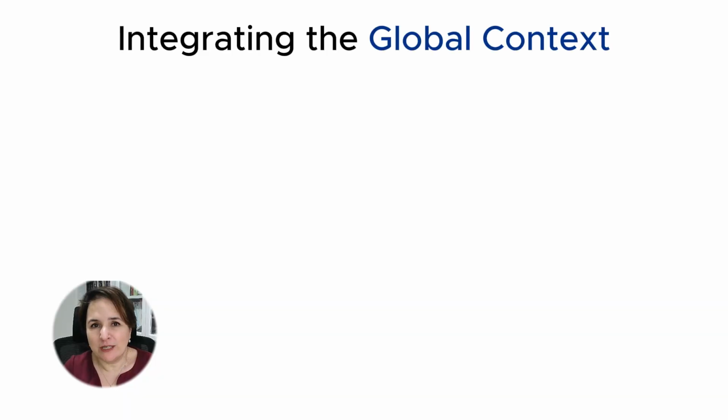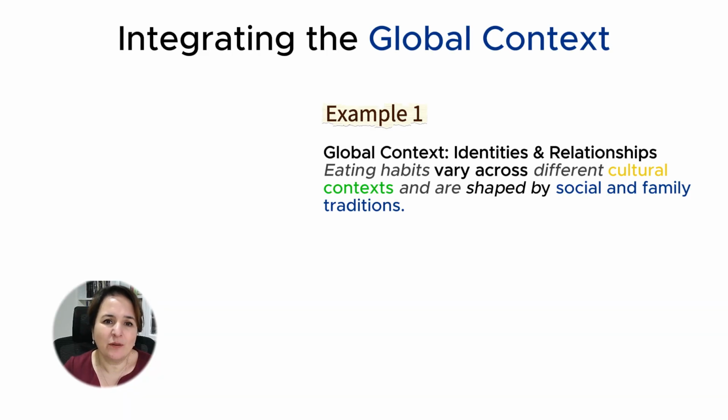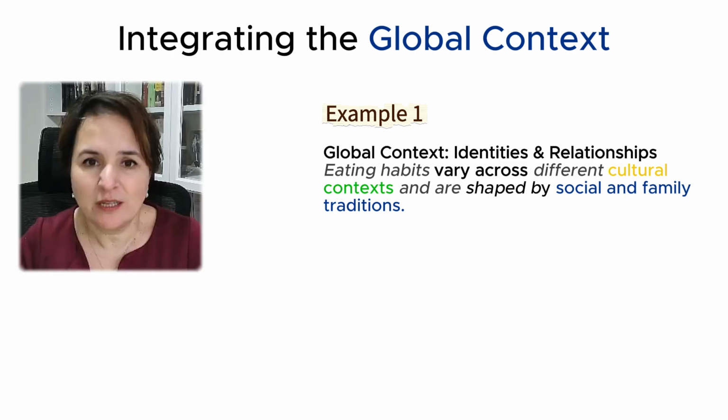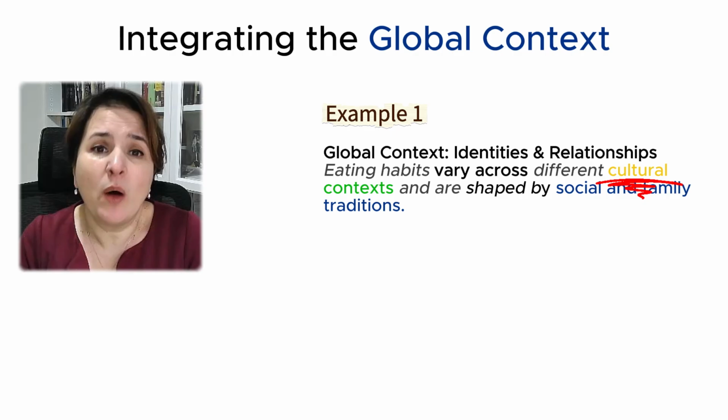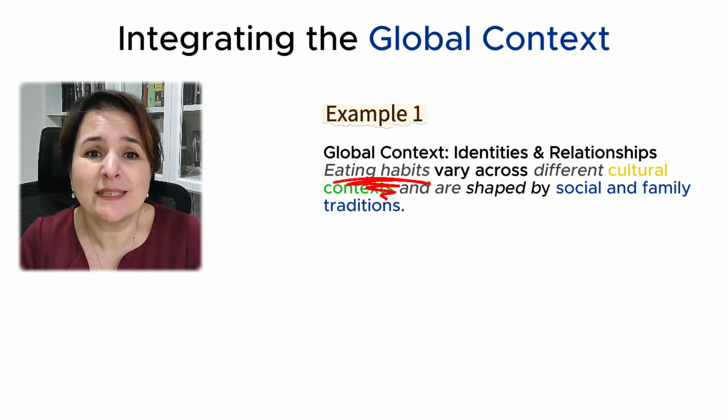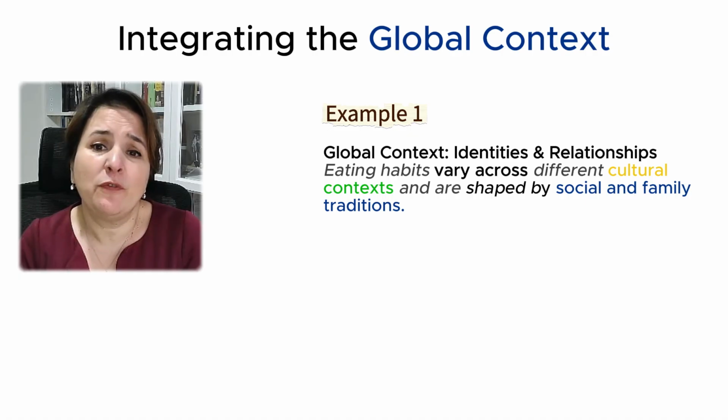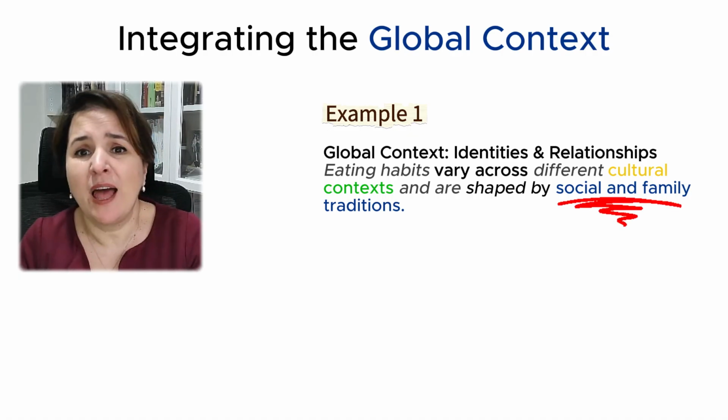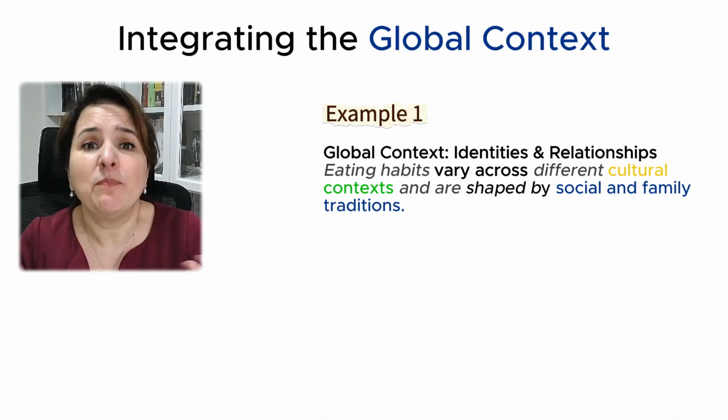So, using the topic of food presented earlier, we have example 1. Eating habits vary across different cultural contexts and are shaped by social and family traditions. So here we have the key concept of culture, driving an inquiry about eating habits and extending it through the lens of social and family traditions, how they impact the way people eat.